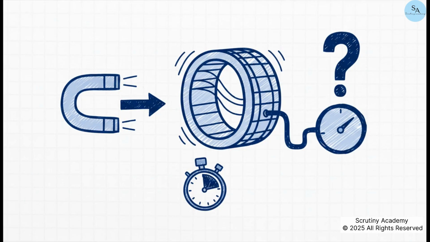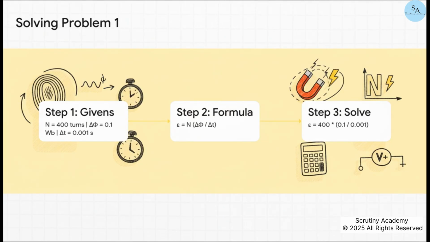Okay, problem number 1. We've got a coil with 400 turns, the magnetic flux changes by 0.1 webers, and that change happens super fast, in just 0.001 seconds. The question is, what's the induced EMF? So, how do we solve this? We use our simple 3-step method.